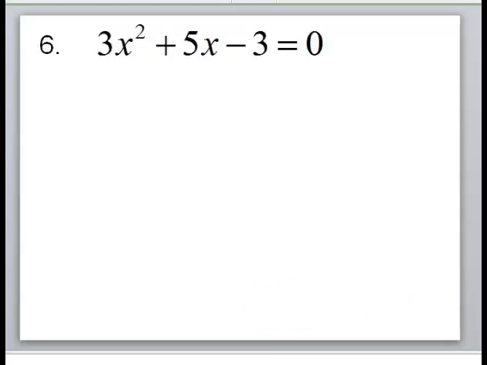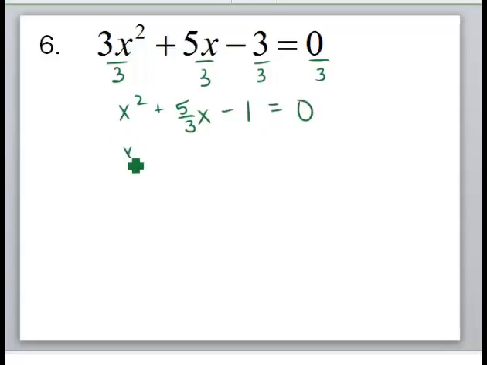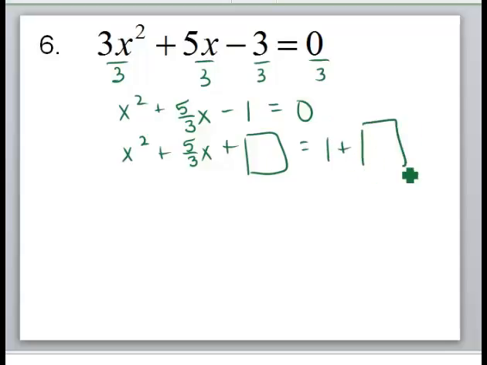This is my last example for this video. I've got to divide by the leading coefficient of 3, which gives me x squared plus 5/3 x minus 1 equals 0. So I've got x squared plus 5/3 x, I'll put plus a box, equals, move the 1 over, the negative 1 becomes positive 1, plus a box.